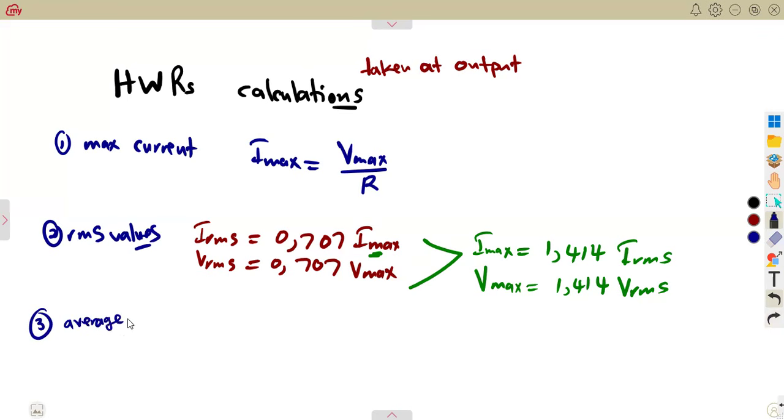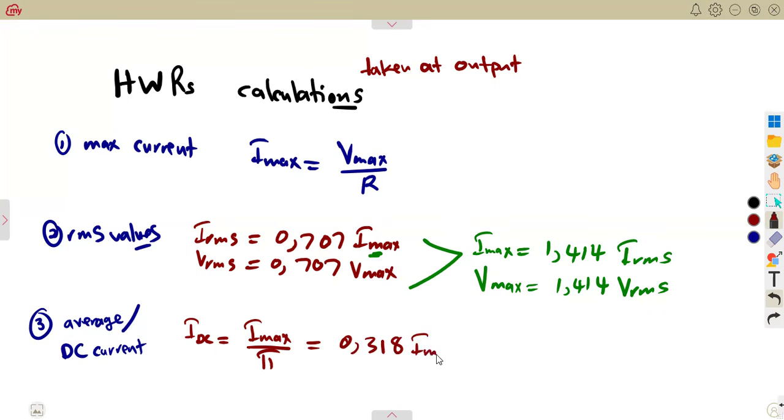So we're going to talk of the average values. It can be the average or it can be the DC values. So let's talk of the DC current, which is also referred to as the average value. The DC current, given as IDC, is given from the maximum current over pi, which is, if you divide 1 by pi, something like 0.318 times the maximum value. So remember, you're talking of half-wave rectification. It's only on the half wave. For a full wave, it's going to be something else.